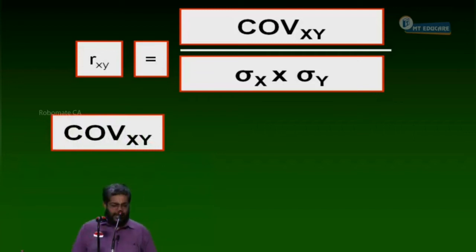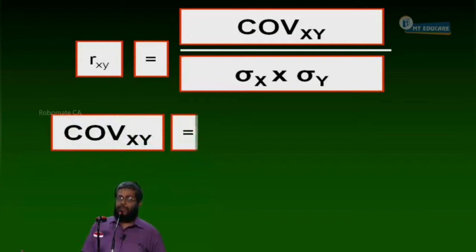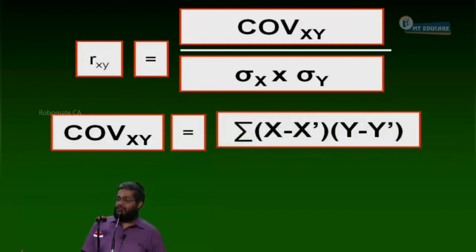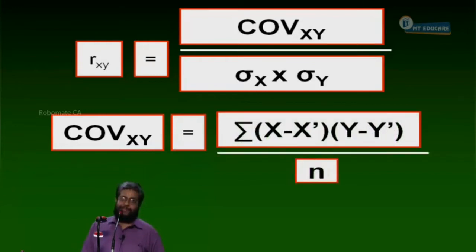Without probability, put a down arrow mark and write covariance of x and y is equal to sigma x minus x bar into y minus y bar, divided by n. Covariance of x and y is equal to sigma x minus x bar into y minus y bar divided by n.